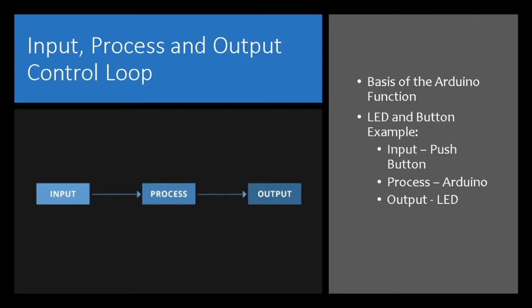That's all the Arduino does. It processes inputs and based on those inputs it delivers outputs, or it sends signals to components that then produce an output. Then your output is your LED. Whatever signal that the Arduino sends will cause the LED to turn on. That is your output. So it's a very simple concept of an input, process, and output, and it's very fundamental to the Arduino's function.